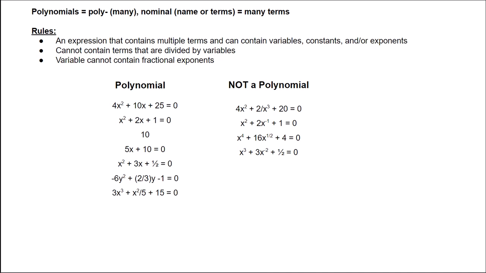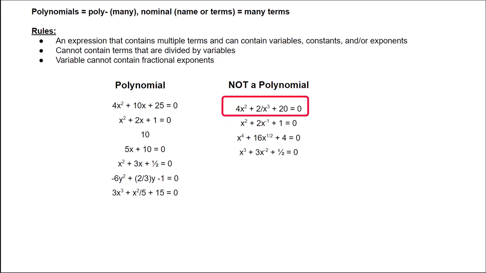But not everything that looks like a polynomial or polynomial expression actually is one. One thing polynomials cannot contain are terms that are divided by variables. Likewise, variables cannot contain fractional exponents. Let's take a look at a couple of examples here. The first expression on the left is a polynomial. 4x squared plus 10x plus 25 is equal to 0.